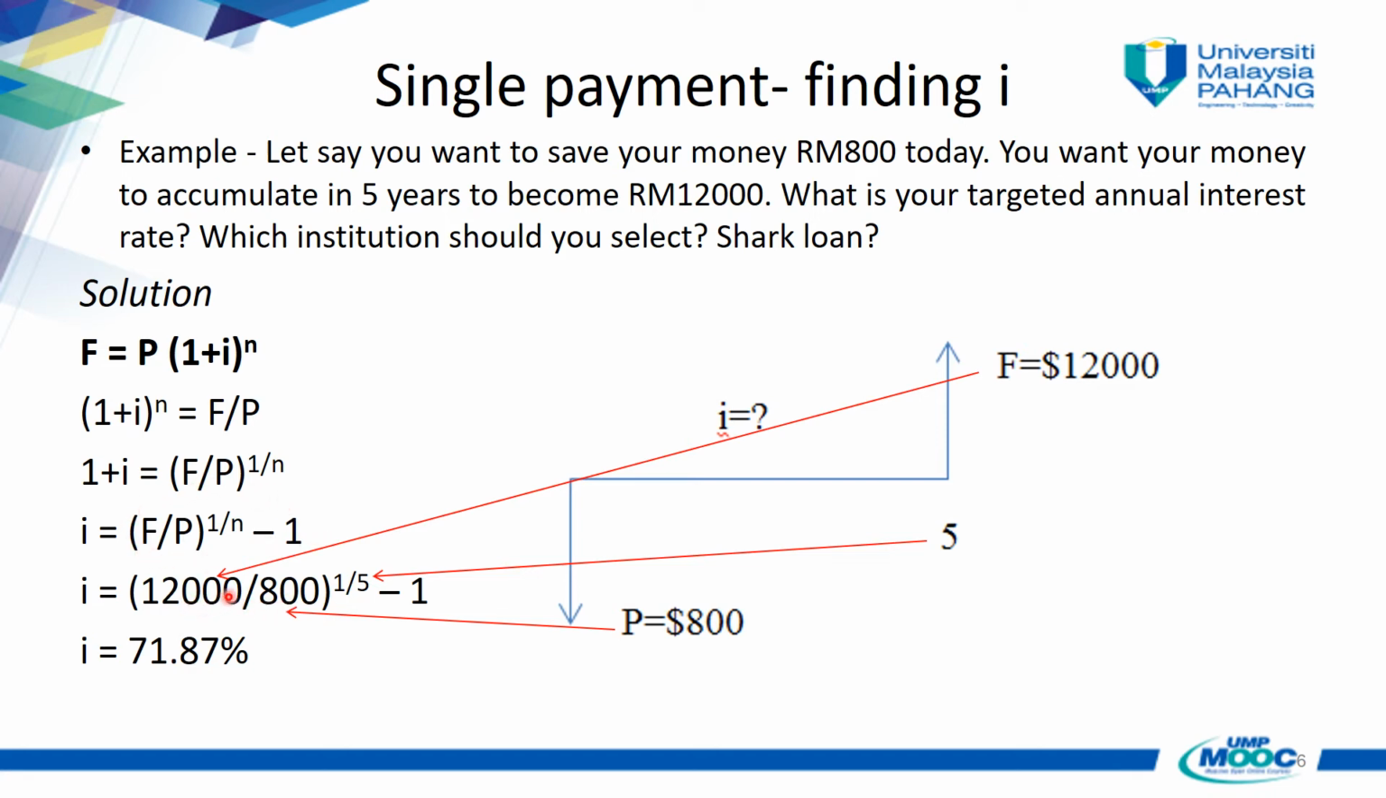Okay, 12,000 divided by 800, P here, to the power 1 over 5, 5 years, minus 1, and then you will see that our interest rate is equivalent to 71%. So in 5 years, if you just save 800 and want to have 12,000, you need to find whoever can give you this interest rate, 71%. So which institution should you select, Sharon?